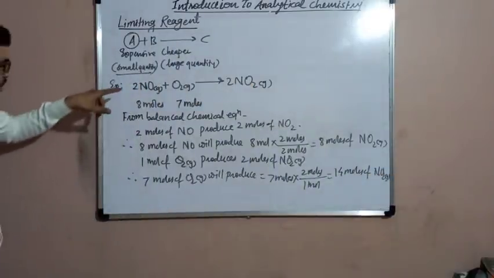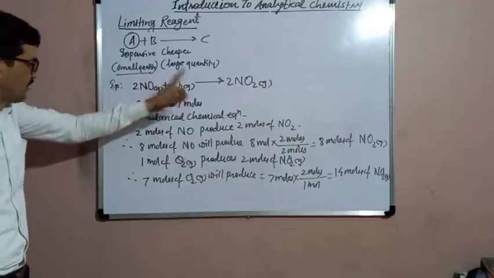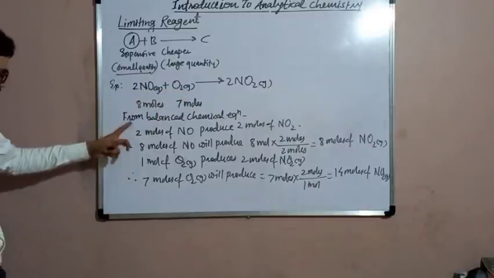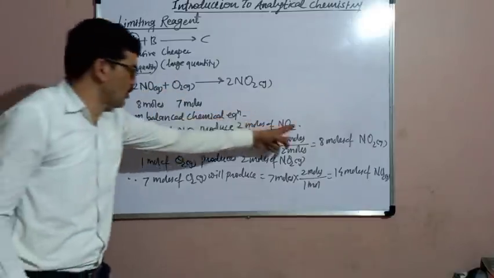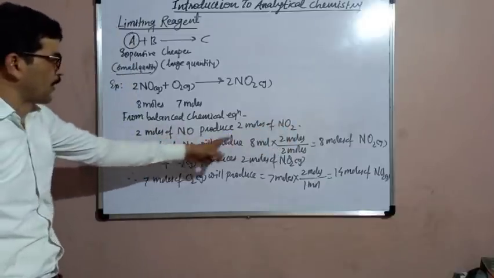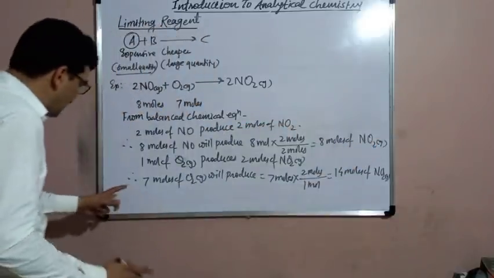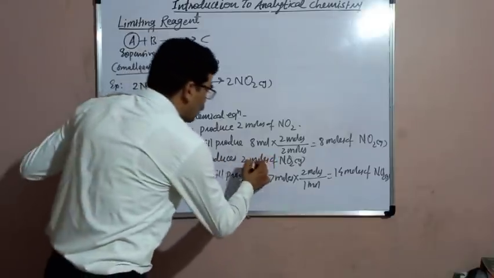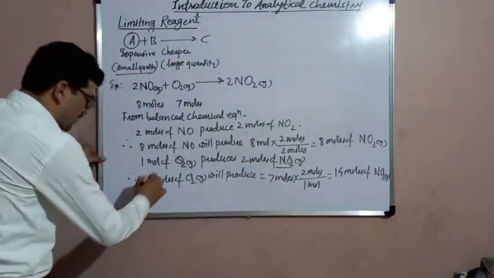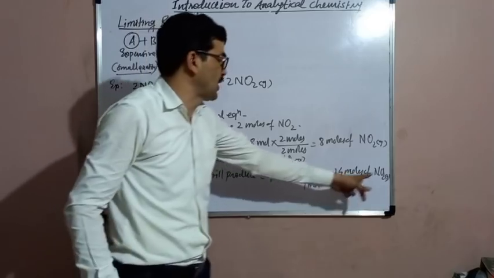So here initially we have taken 8 moles of NO and 7 moles of O2. Now here 2 moles of NO produces 2 moles of NO2. Therefore 8 moles of NO will produce 8 moles of NO2. Similarly 1 mole of O2 produces 2 moles of NO2. Therefore 7 moles of O2 will produce 14 moles of NO2.